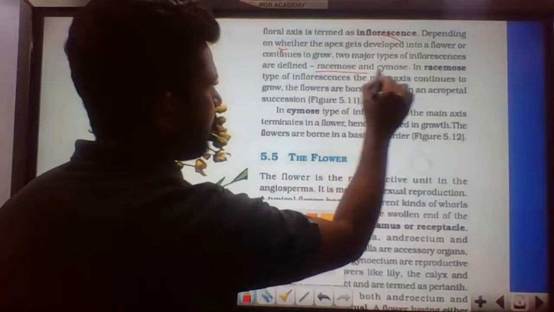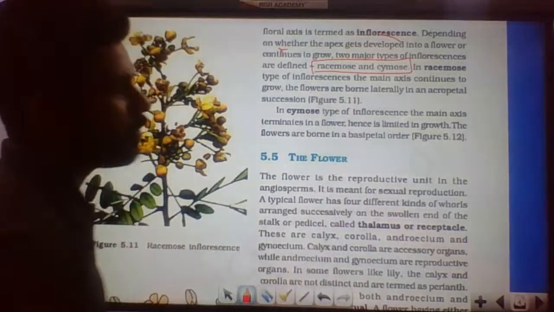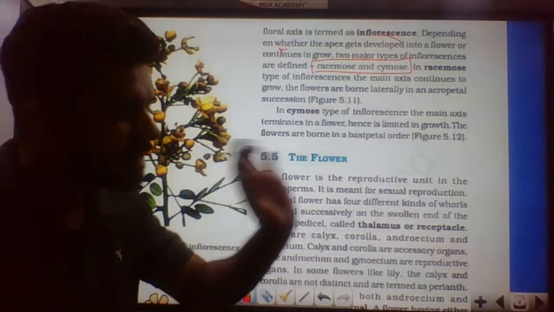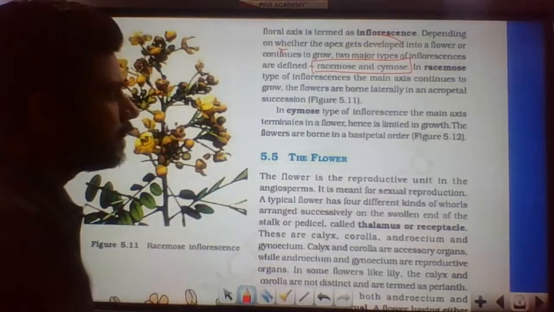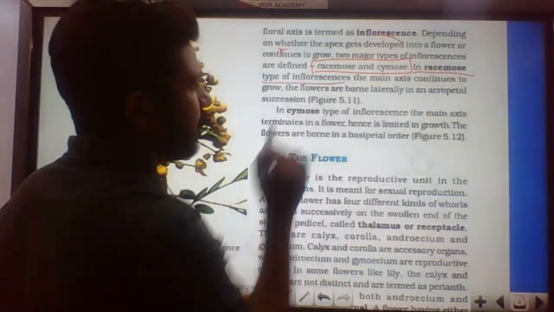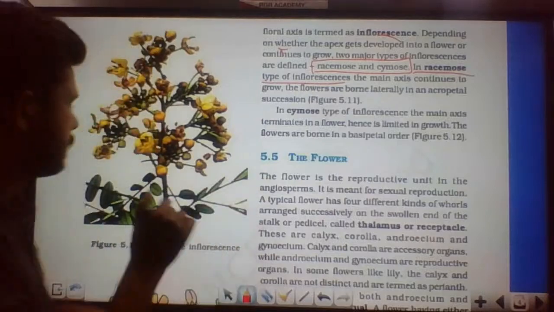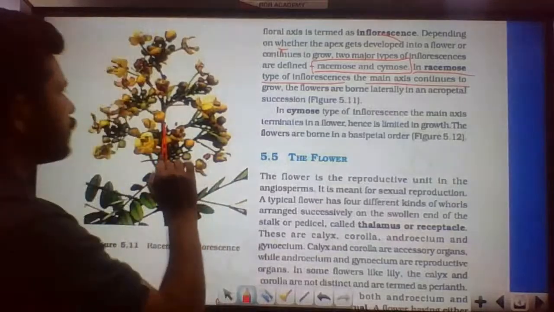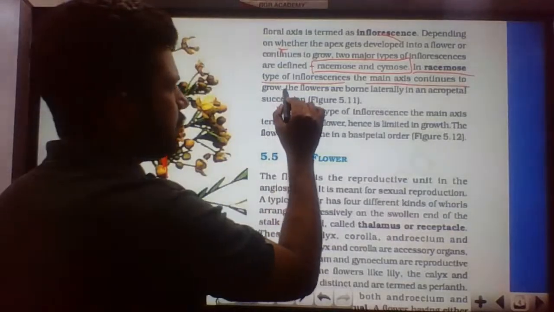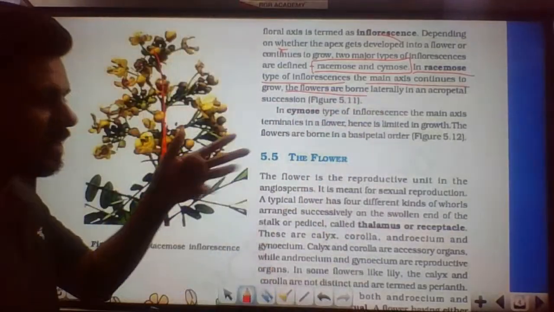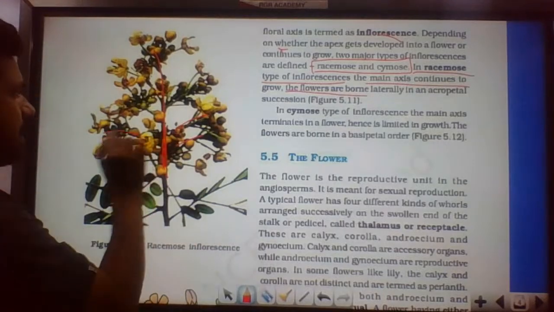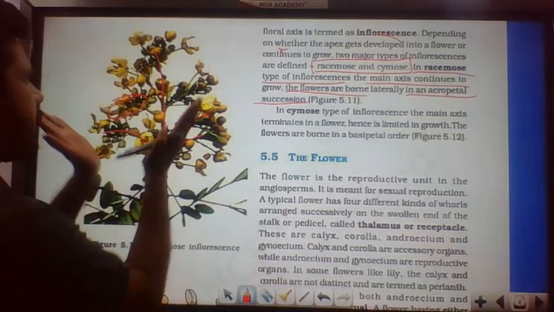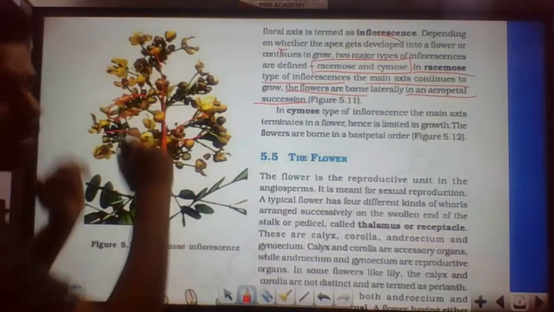There are two types of inflorescence. One is racemose and the next one is cymose. Let me discuss what exactly racemose is. In racemose type of inflorescence, this is the main axis. The main axis continues to grow. The flowers are borne laterally in acropetal succession. So this is the acropetal succession.